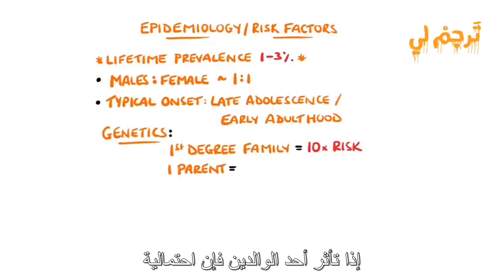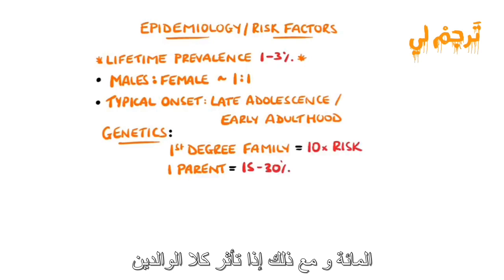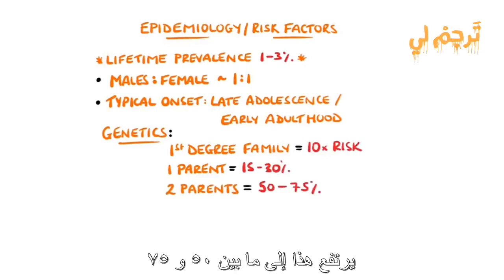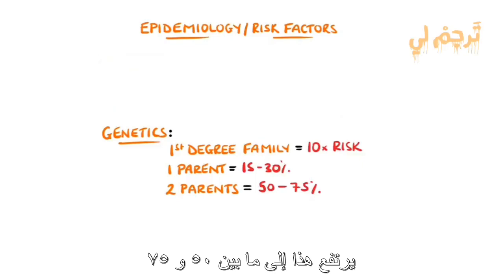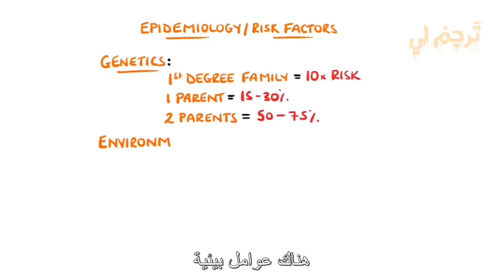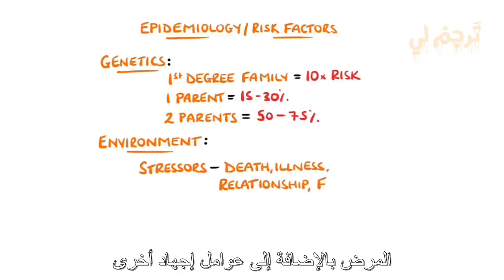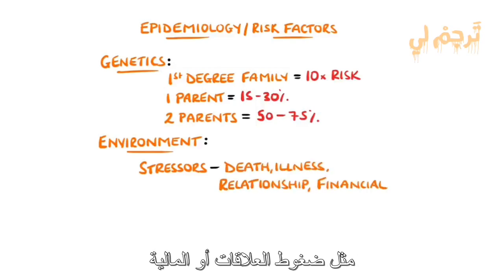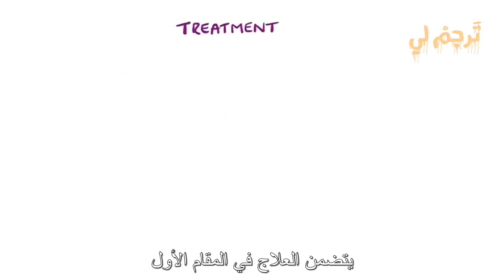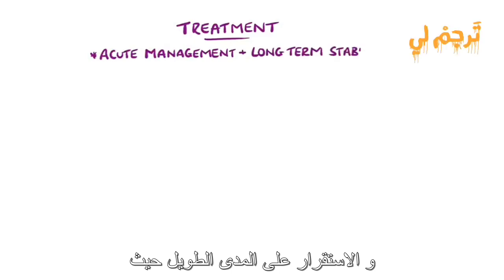If one parent is affected, the likelihood of developing the disorder is 15 to 30%. However, if both parents are affected, this rises to between 50 and 75%. But this doesn't mean a family history guarantees development of bipolar disorder. There are environmental factors such as significant stress like death or illness, as well as other stress factors like relationship or financial stresses. The treatment primarily involves management of the acute phase and stabilization over the long term, as there is an increased risk of suicide in bipolar patients.